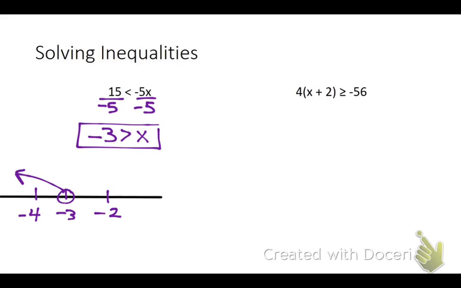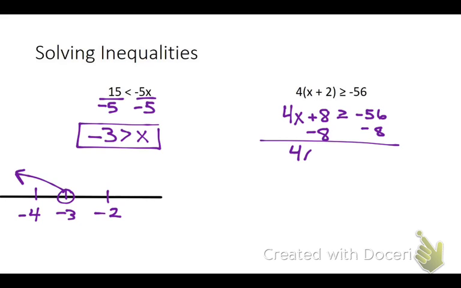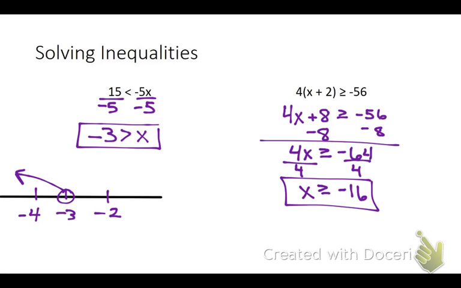Go ahead and use the distributive property to solve the second one now. So we distribute: 4x plus 8 is greater than or equal to negative 56. I subtract 8 from both sides. 4x is greater than or equal to negative 64. Now I divide both sides by 4. Is this the correct answer? Yes. Is my sign correct though? Yes. But I divided by a negative. But it's not attached to the variable.